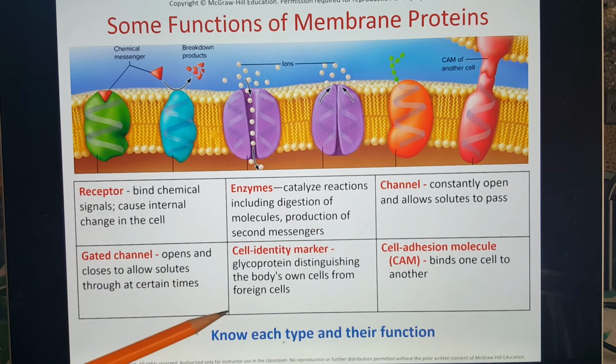Next one is the cell identity marker. So we talked about this a little bit. They're part of your glycocalyx, determining that this cell actually belongs to your body. Please don't attack me. So that's pretty much their job. Kind of boring. Oh well.